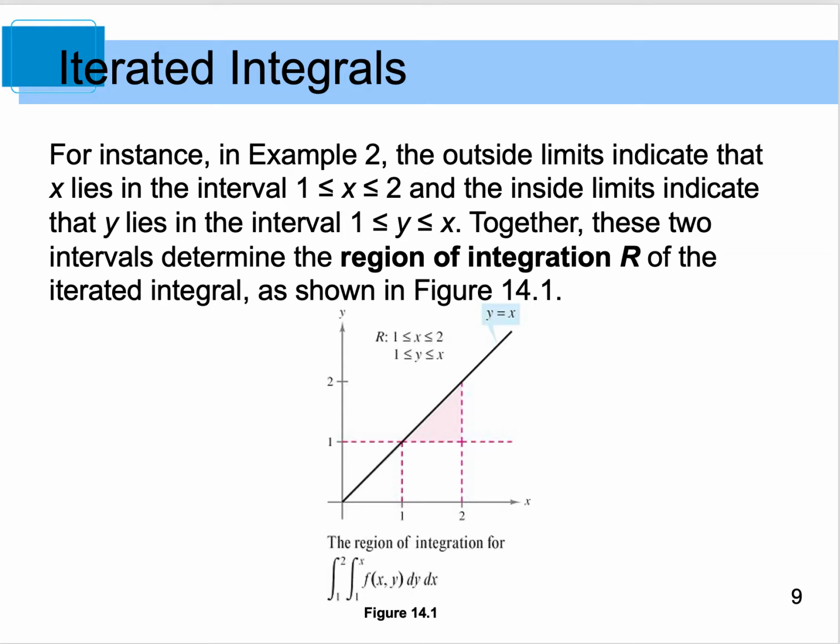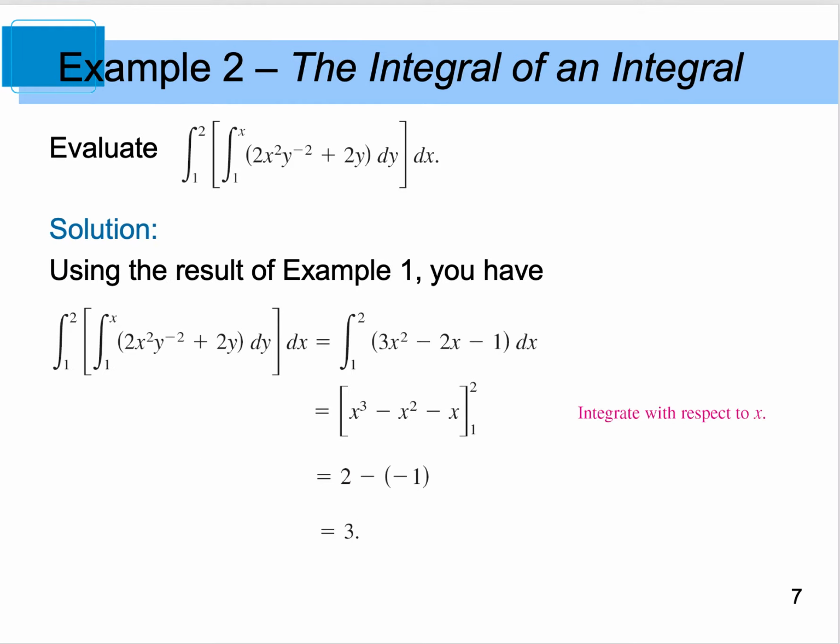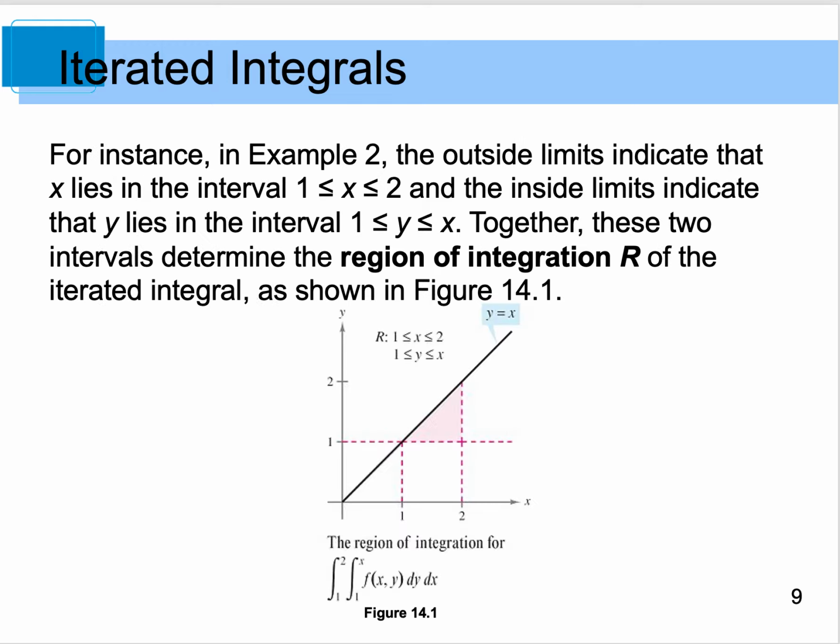So for instance, in example 2, the outside limits indicate that x is going to be between 1 and 2. So when we go back to that example, I'm saying my x values are between 1 and 2. And then as I progress, I look at the inside limits, and they tell me that y is between 1 and x. So that's why I have 1 here on the horizontal, and I have the line y equals x. So together, they describe the region of integration R using the iterated integral.